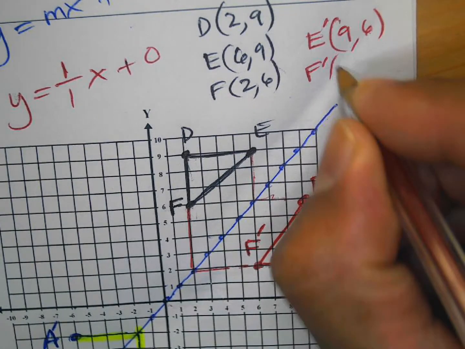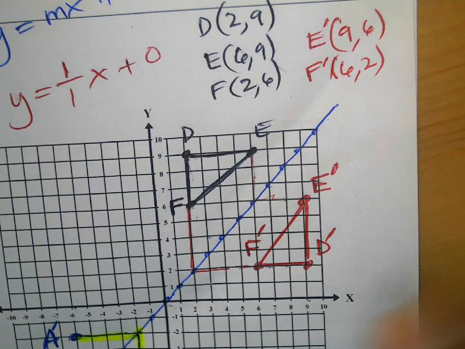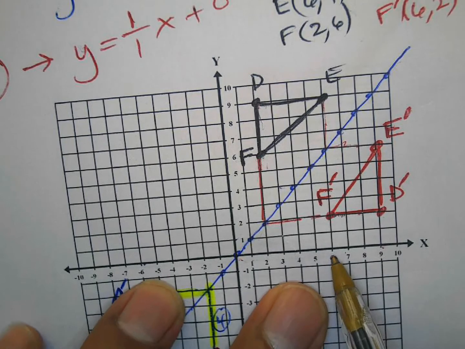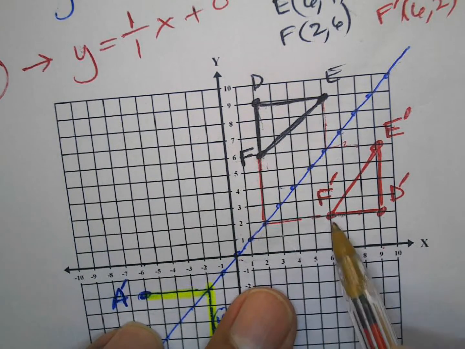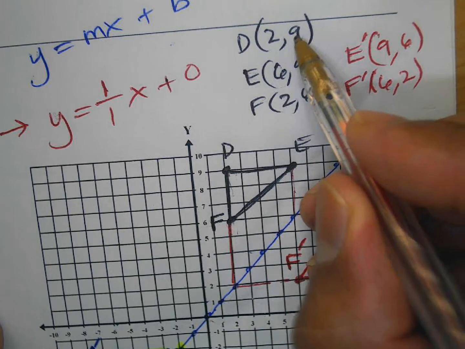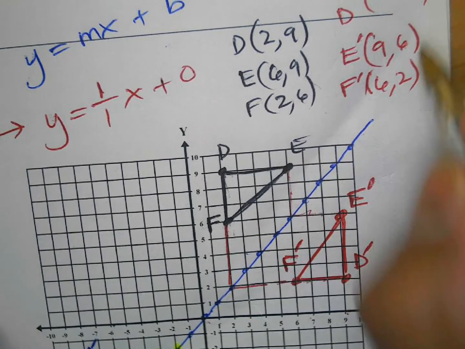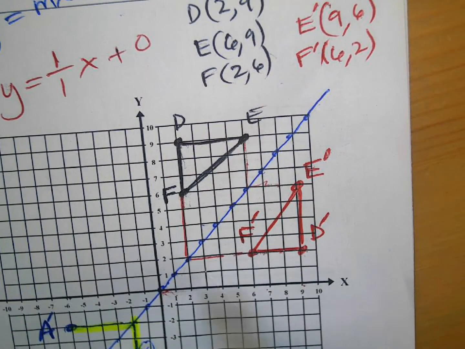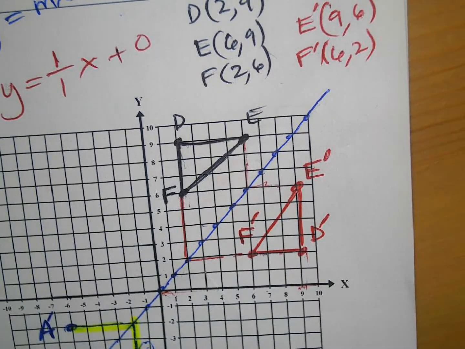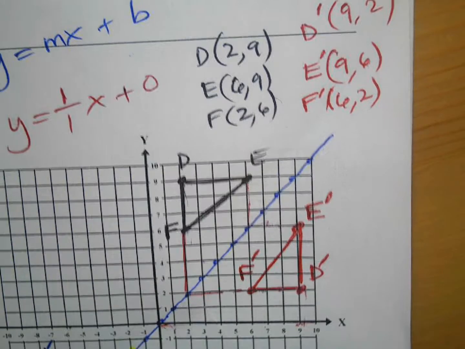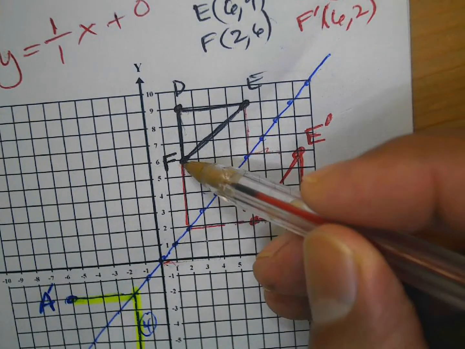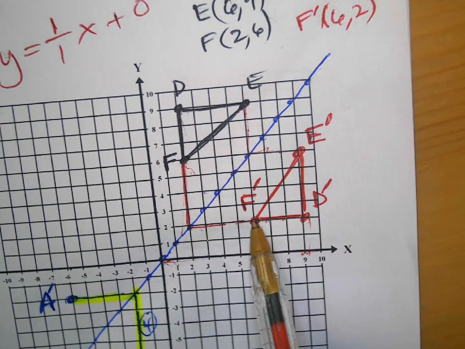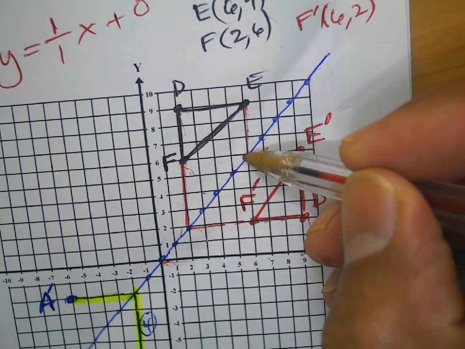How about this one? F prime would have to be what? Well, if this is 2, 6, is this going to be 6, 2? Let's check. F prime, 6, 2. That's right. And if D is 2, 9, then D prime would have to be a 9 and a 2? Let's check if that's true. D prime, 9, 2. All right. But what I wanted you to see is how you count to the line. Since it's diagonal, if I go down, then the next one's across.